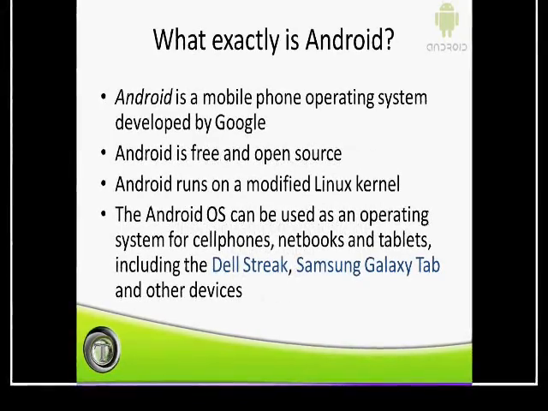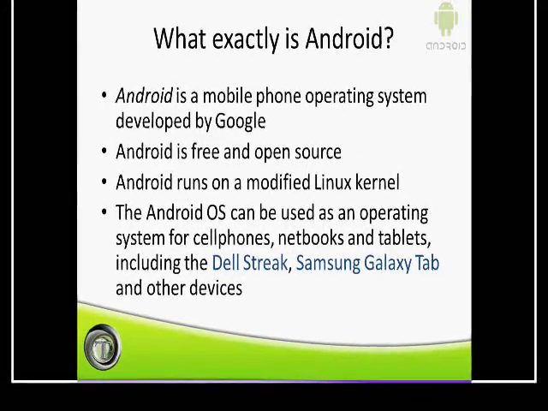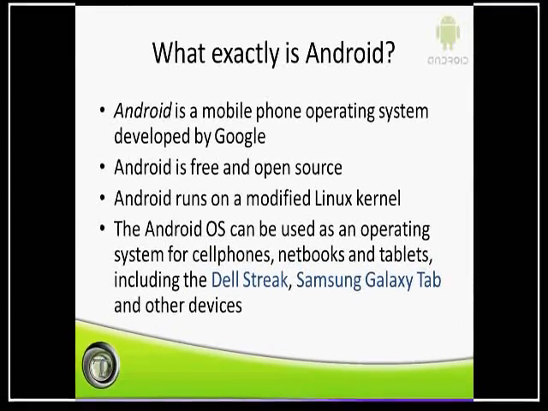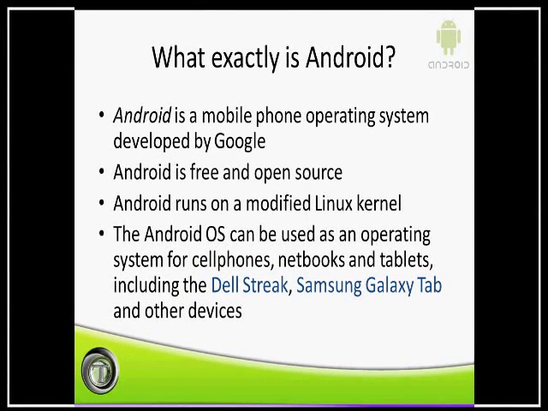What exactly is Android? Android is a mobile phone operating system developed by Google. Now Android is free and open source, which means you can actually go online and check the source code for Android. The source code will be around 10 GB, so don't go there unless you really plan to develop or check it out on a much micro scale.